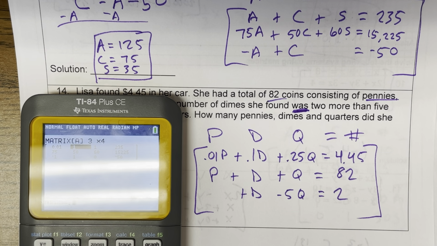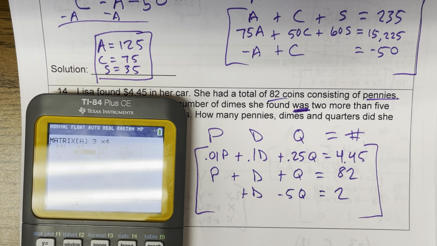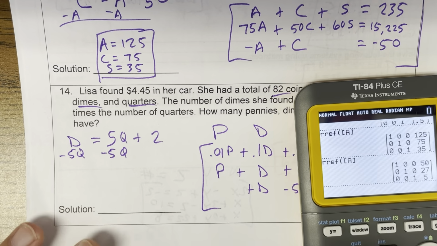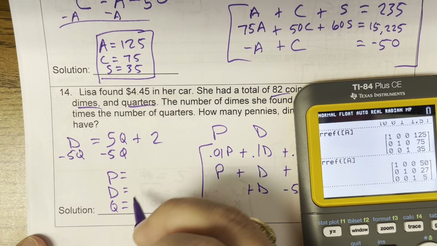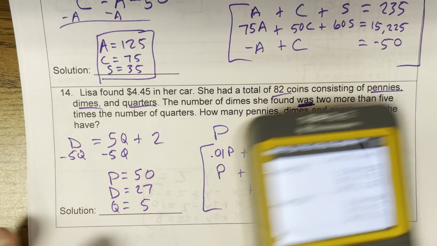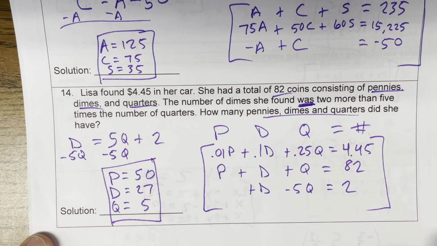So 0.01, 0.1, 0.25, 4.45, 111, 82, 01, negative 5, 2. And so we got pennies, dimes, and quarters. She had 50 pennies, 27 dimes, and 5 quarters. And it wants to know how many of each of them. So that answers my question.